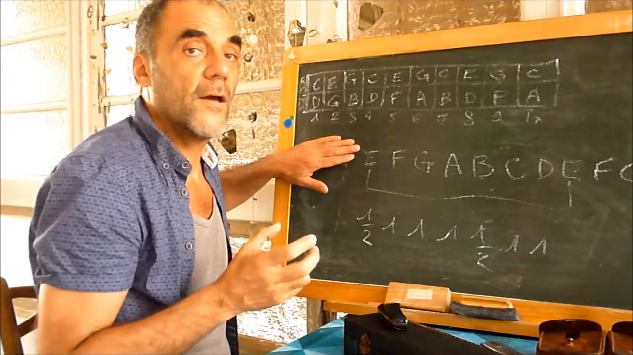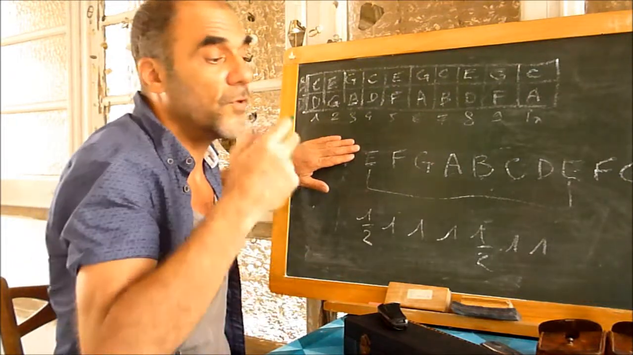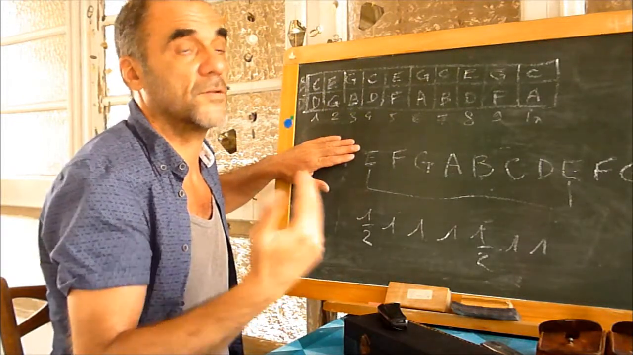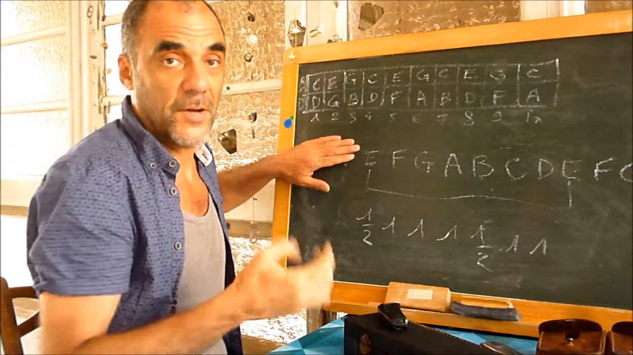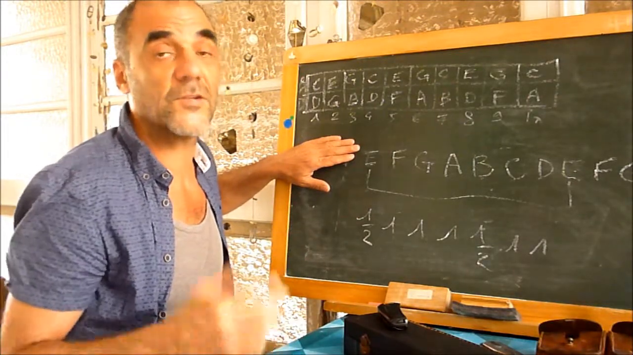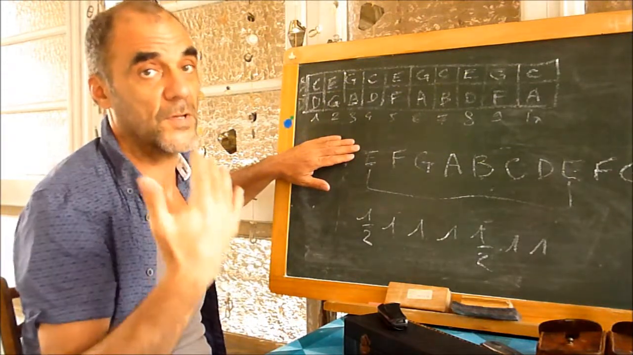The minor is only a kind of scale. It's not the name of a scale, because there are many different minor scales. And major, it's the same. It's a kind of scale. It's not the name of a scale, because there are several major scales.